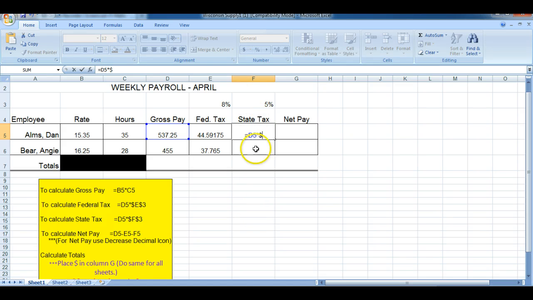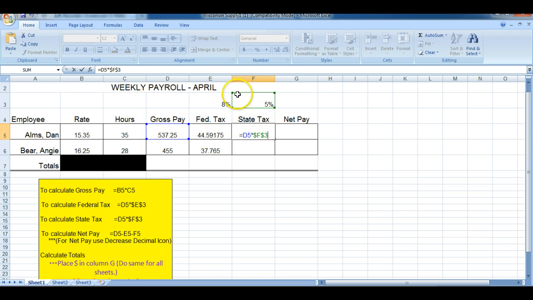Check what column you're in. We are in column F. So we're going to put F. We need to freeze again because this time we are freezing the row. What row is 5% in? It's in row 3. So you're going to put 3.